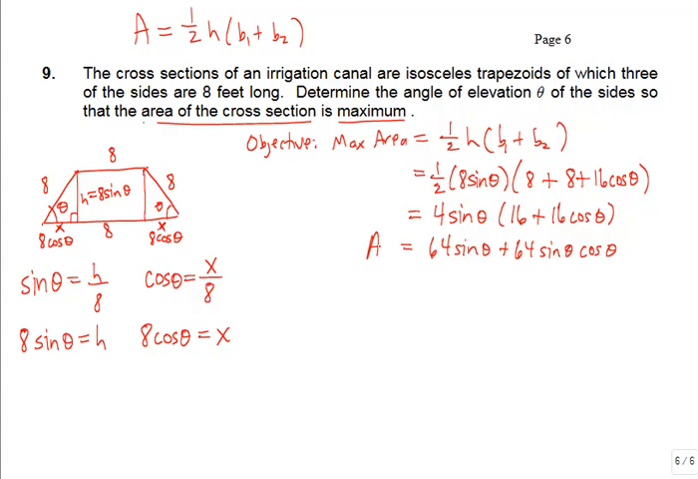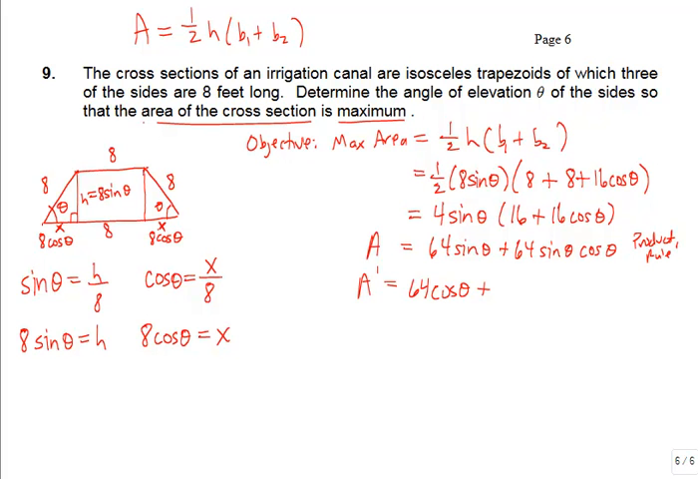Now we're ready to find our critical points, so we need a derivative. So the derivative of area, A prime, is going to be the derivative of 64 sine theta. 64 stays there, and the derivative of sine theta is cosine theta. Plus, now for the second piece, be careful here. This is sine theta times cosine theta. So you have to use a product rule here.